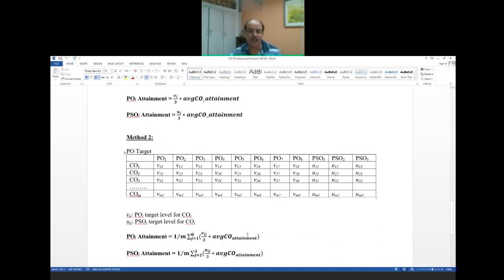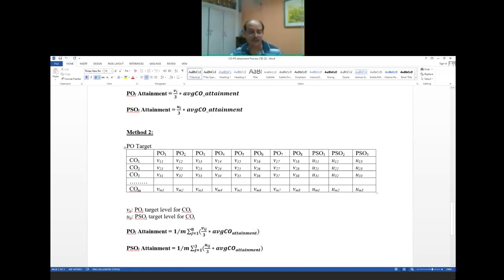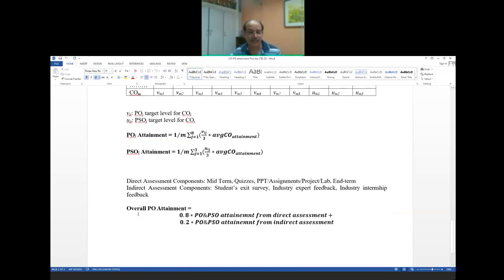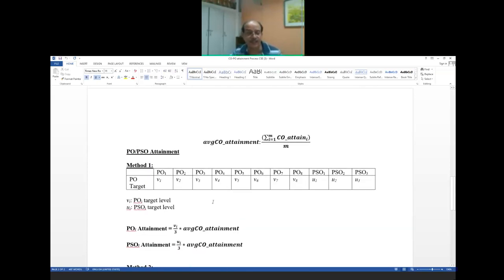And then we try to map it with each of the attainment levels, with each of the weights. PO attainment is weight over 3, times the average of CO attainment. This is what we talked about there also. Or there is another method through which we do it. But these are two methods through which we go for the attainment. And overall PO attainment, again, we do with 0.8 and 0.2 of the direct and the indirect assessment mechanism there. I talked about the direct mechanism of evaluation in this particular case.